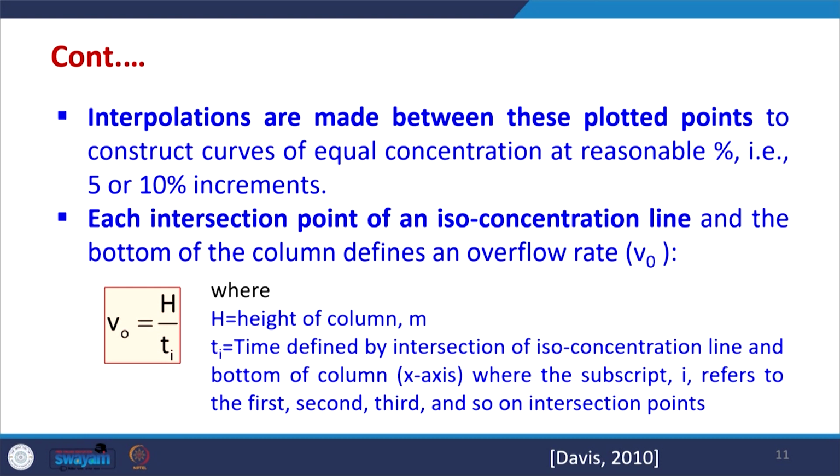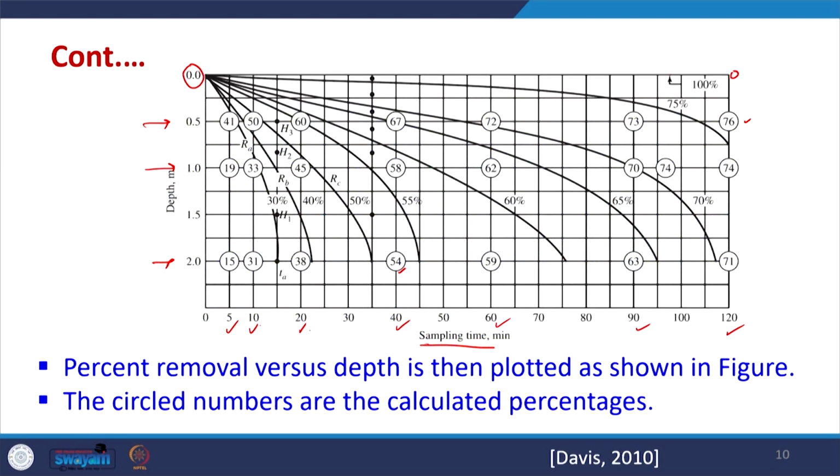That can be calculated from V0 is equal to h1 by t. The height of the column is already known, and the time at which this is achieved is also known, so the overflow rate can be calculated. Now, the iso concentration lines are drawn like this. Sometimes it becomes very tricky, and sometimes it is easier.